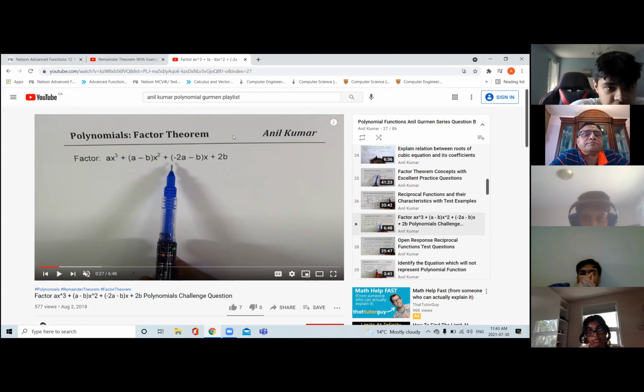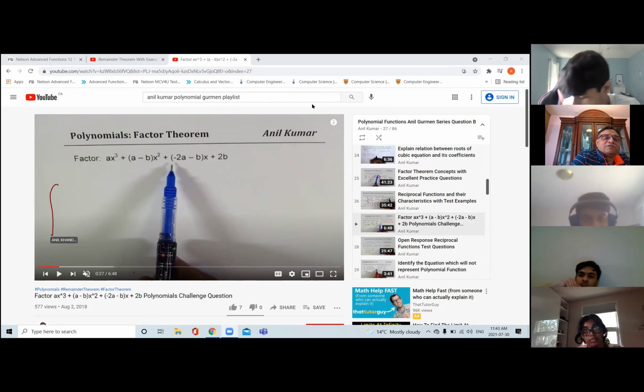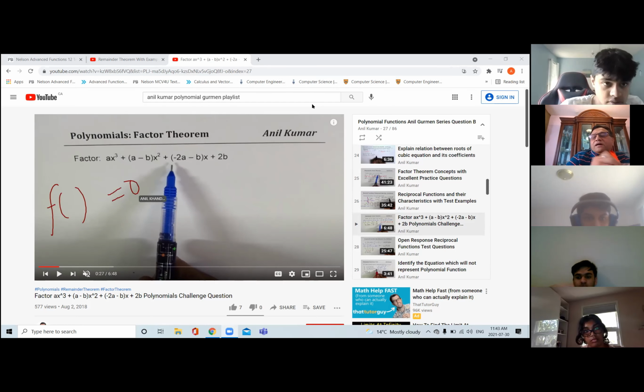Factor ax cubed plus a minus bx squared plus minus 2a. Never seen such an equation, but what I would do is, can you expand it? Is that what I do first? Never expand. It'll take longer, right? Could you just take the a common? No. Basic theorem. How will you factor? You have to find f of what, which should be equal to 0. Then you can divide and factor, correct? That's a hint. Anybody?